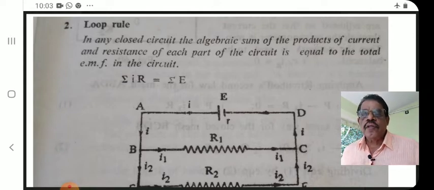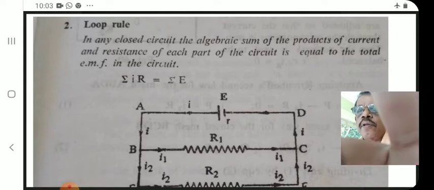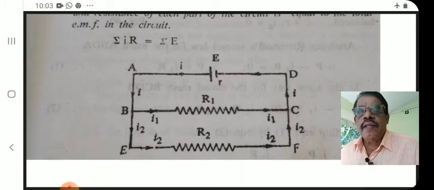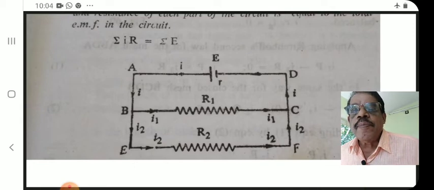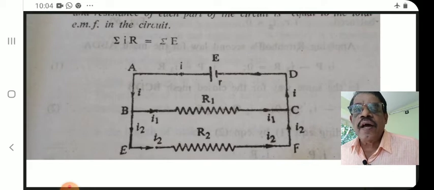That is Kirchhoff's second law, the loop rule, and that is illustrated in the figure. Here there is a battery of EMF E. Only one battery is given for convenience. Two resistors are marked, and three currents I1, I2, etc. are marked. We can consider three circuits.